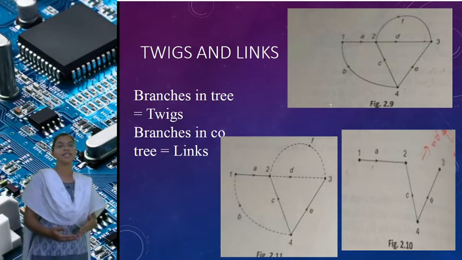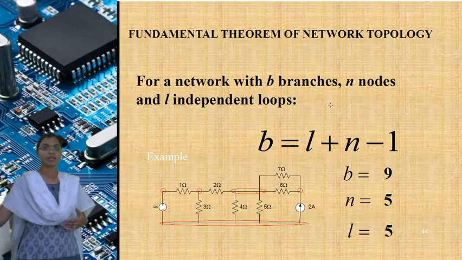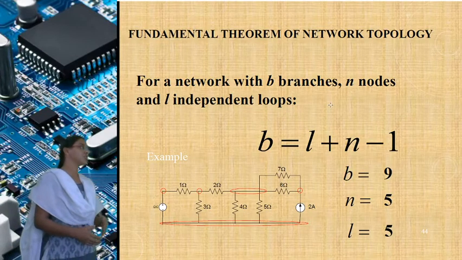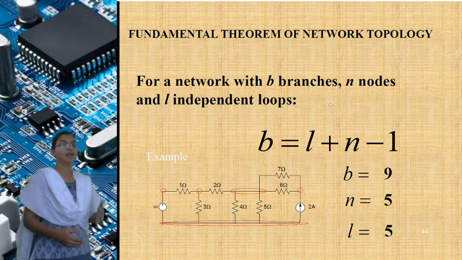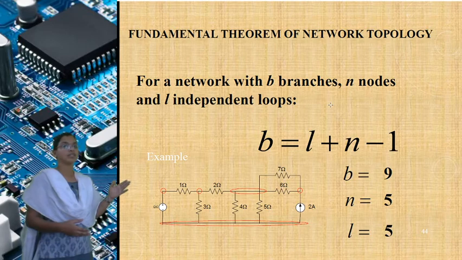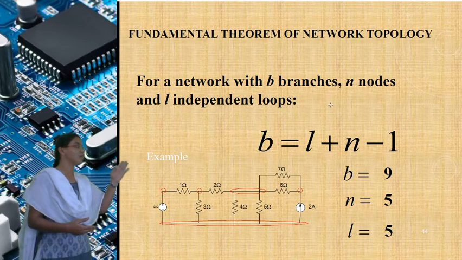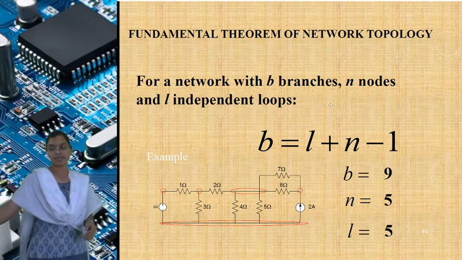In today's session, we are going to see some examples of how to draw the trees for a particular network or graph. Also, we discussed in the last class how many branches we can take in a particular network by the formula B equals L plus N minus 1. What is L? L is the number of loops, N is the number of nodes, and B is the number of branches. By this formula we can calculate the number of branches.